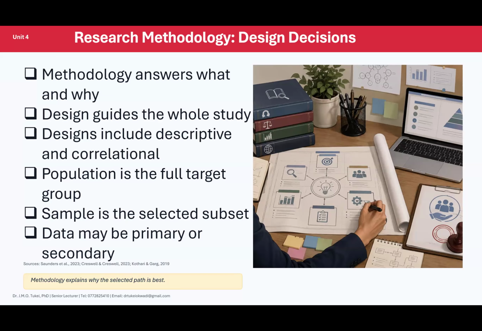A research design provides the overall structure. The descriptive design describes the situation. Correlational designs examine relationships. Experimental and quasi-experimental designs assess what we call effects. Case studies investigate bounded systems. Phenomenological designs explore lived experience. Other qualitative and quantitative designs serve different purposes. Colleagues, the design must fit the objectives and the type of evidence required.